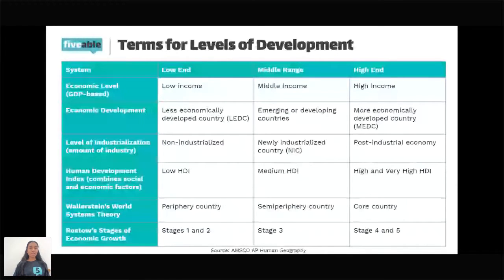And the level of industrialization, so this is just the amount of industry that's in that country. A low end country would be non-industrialized, a middle range country would be newly industrialized, or an NIC, and then a high end country would be post-industrial, so more of that research and development. For Human Development Index, or the HDI, it would go low, medium, high, and very high. So that's just the spectrum. And then World Systems Theory would go from periphery to semi-periphery to core. And then in Rostow stages, it would be stages 1 and 2 for the low end of development, stage 3 for the middle range of development, and stage 4 and 5 for high end development.